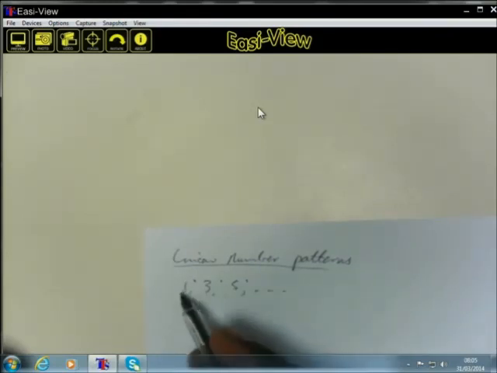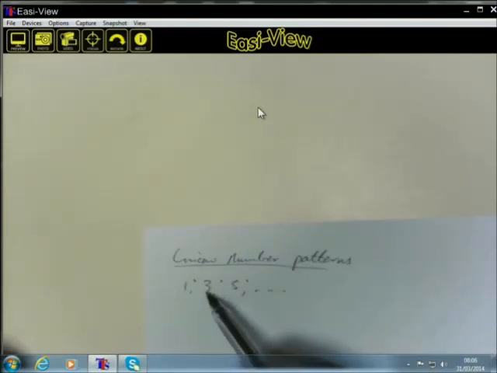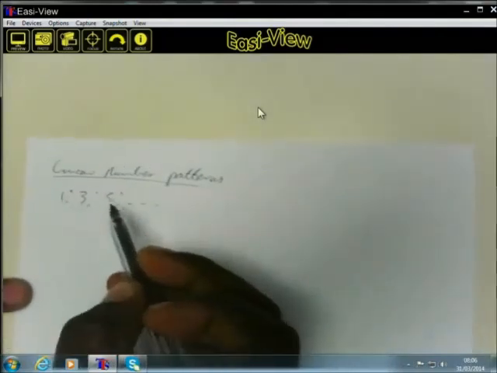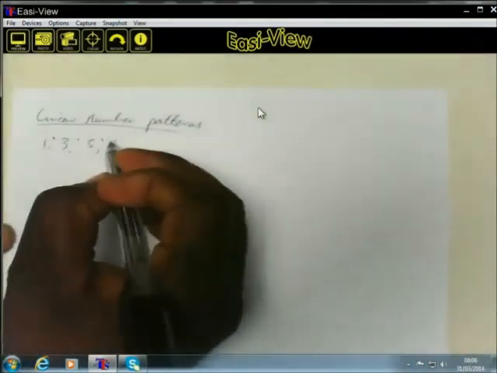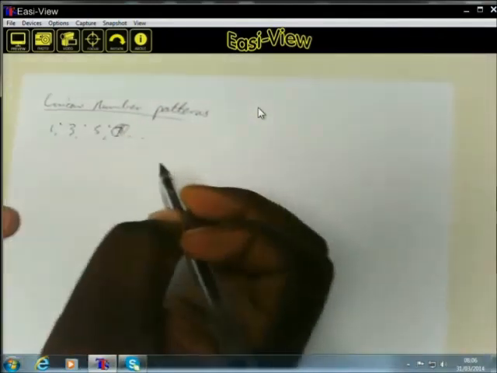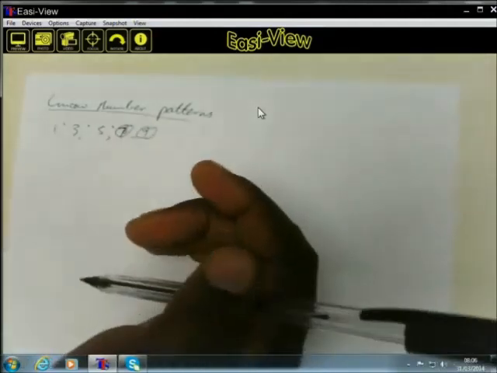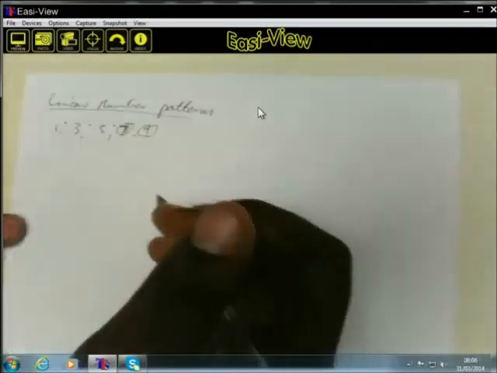To determine the next two terms, yours will just be to add the common difference. Say, for instance, 1 plus 2 will give us 3, 3 plus 2 will give us 5, and to find the next two terms, you will say 5 plus 2 is how much? It is 7, and then 7 plus 2 will give you 9. So this is a linear number pattern.